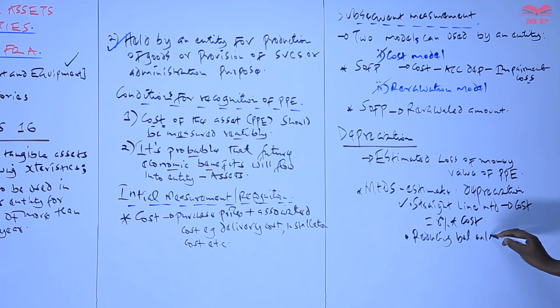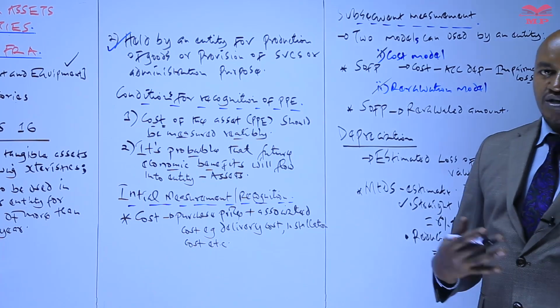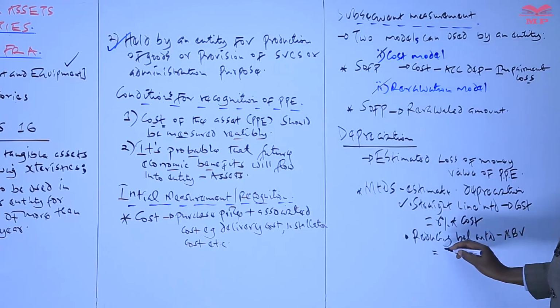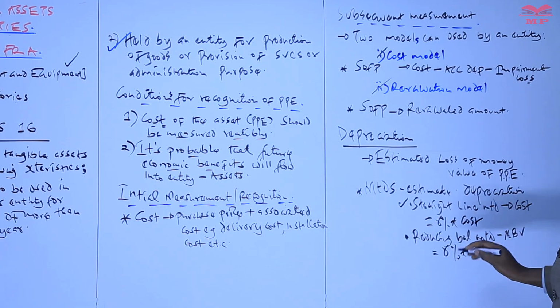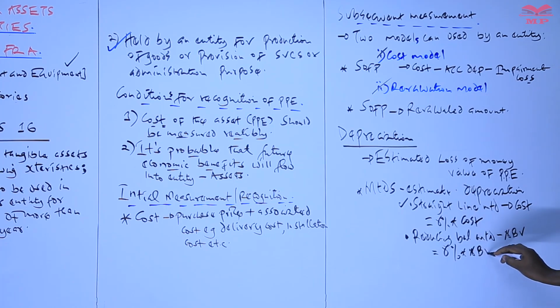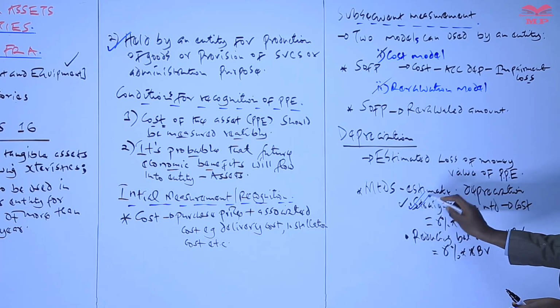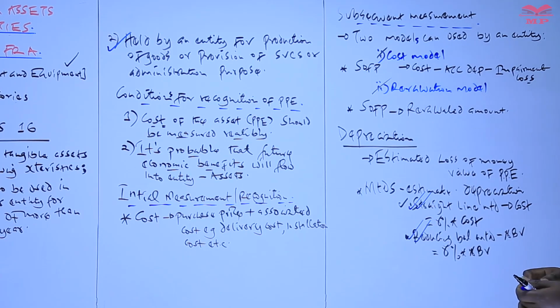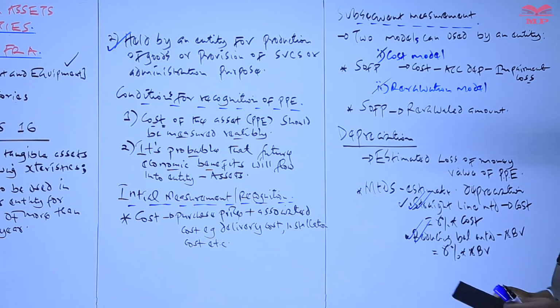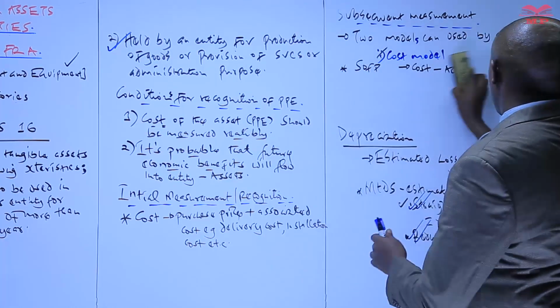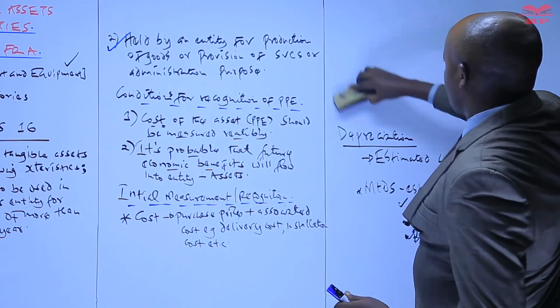Then we have the other method, which is known as the reducing balance method. Under this particular method, the depreciation of an item of PP is computed based on their net book value. We know that net book value is actually the cost minus accumulated depreciation. So to determine the depreciation per annum, you take the rate which is given to you times the net book value. Those are the two main methods which can be used by the company to estimate the depreciation or the loss of money value of a non-current asset.